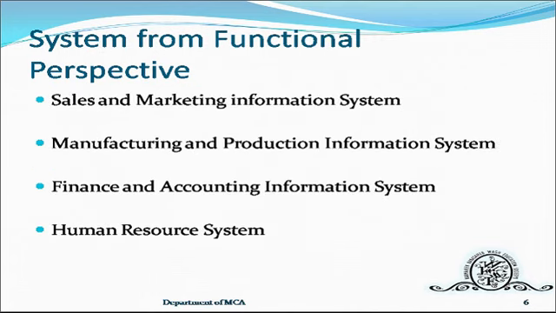There are various system types from functional perspective. That is our today's topic of discussion. So, based on the functional perspective, systems are categorized into four types: sales and marketing information system, manufacturing and production information system, finance and accounting system, and finally, human resource system.